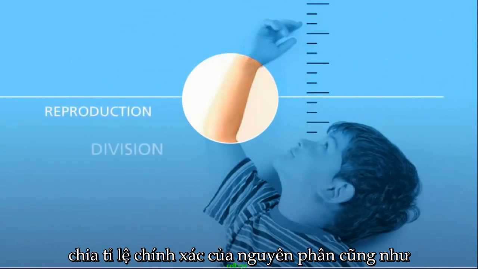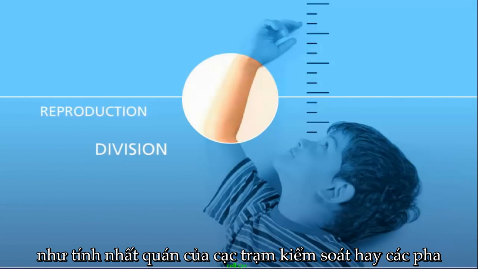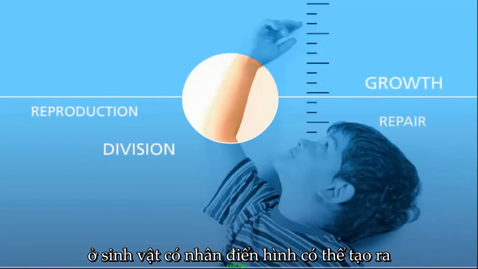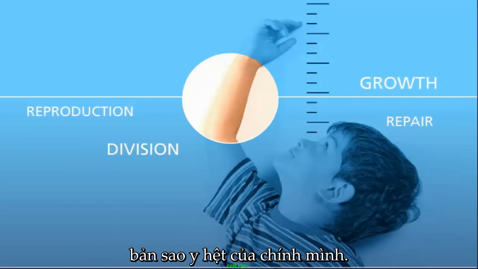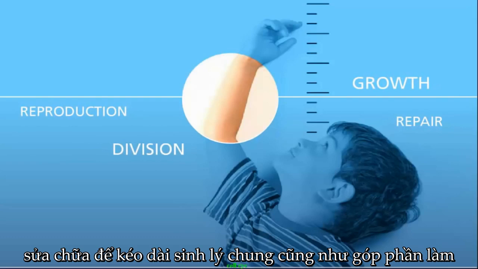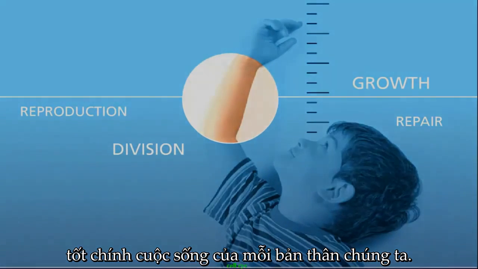The accuracy of mitosis, as well as the consistency of the checkpoints during interphase, ensure that most cells in a eukaryotic organism can produce identical copies of themselves. This process allows for growth and repair to prolong overall physiology as well as life itself.